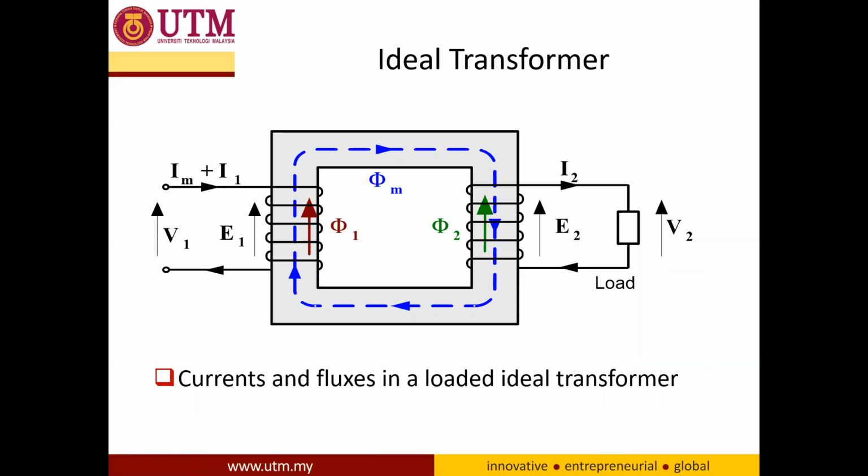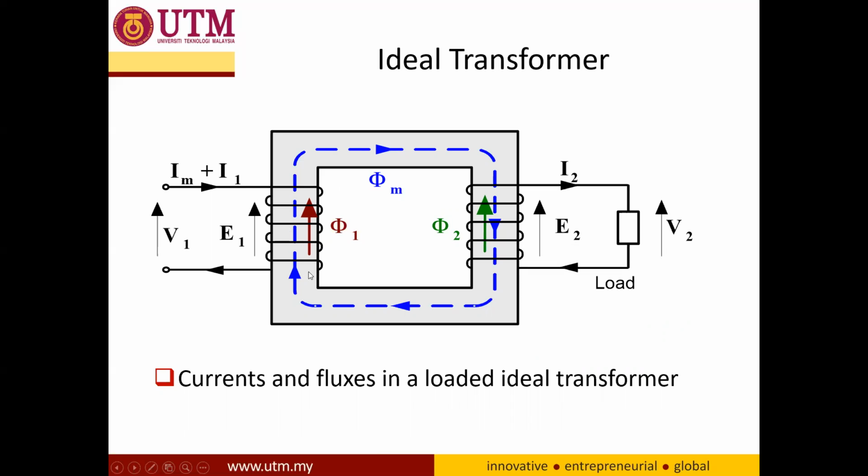So this is the ideal transformer. When you load the transformer with a load here, since we have a voltage here, that means you have a current I2 flowing here. This I2 will induce a flux, which we call flux 2. This flux will link again with the primary.